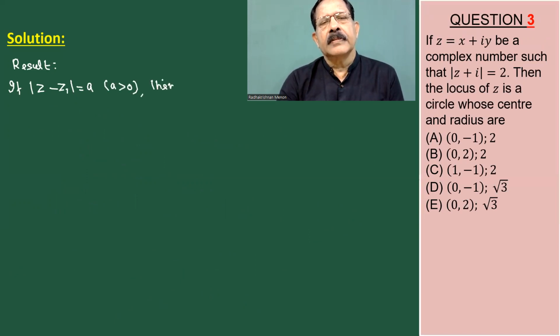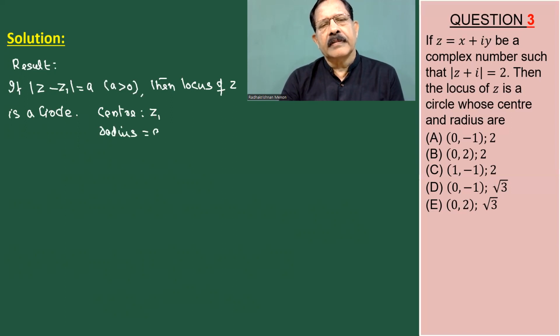Then what is the locus of z? The locus of z is a circle. Where is the center of the circle? The center of the circle is at z1. What is the radius? The radius of the circle, very simple, is equal to a.